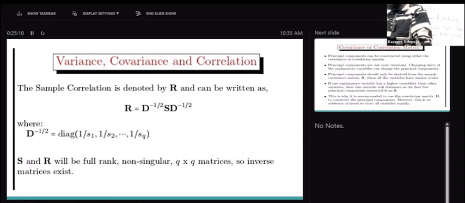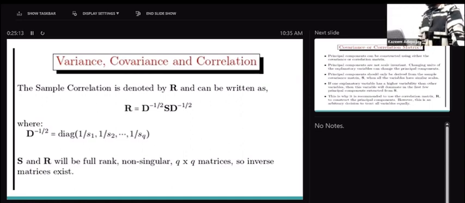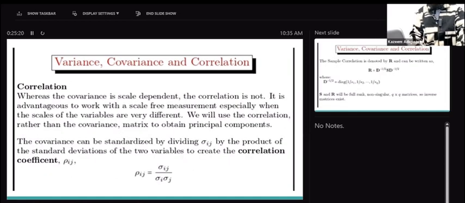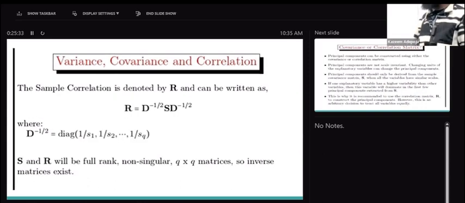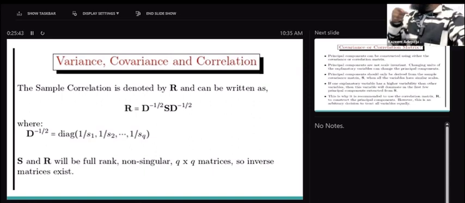The sample correlation can be written as what you see. What do I have in the middle? I wanted to go back to this: rho ij equals sigma ij divided by sigma i sigma j. I want to write this in matrix form. Writing this in matrix form, I'm basically going to have that. That is the multivariate version of correlation. The S that I have in the middle is the sample variance-covariance.